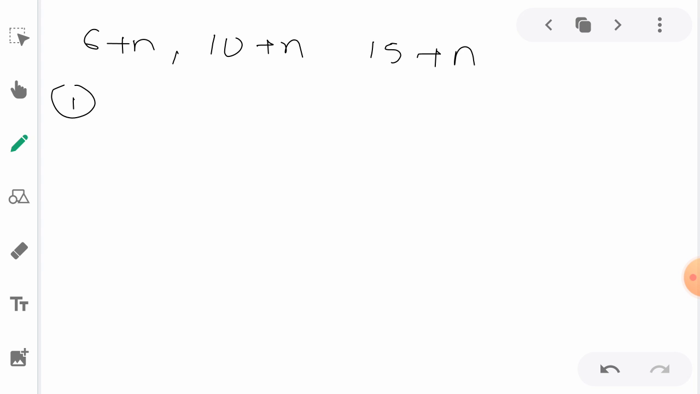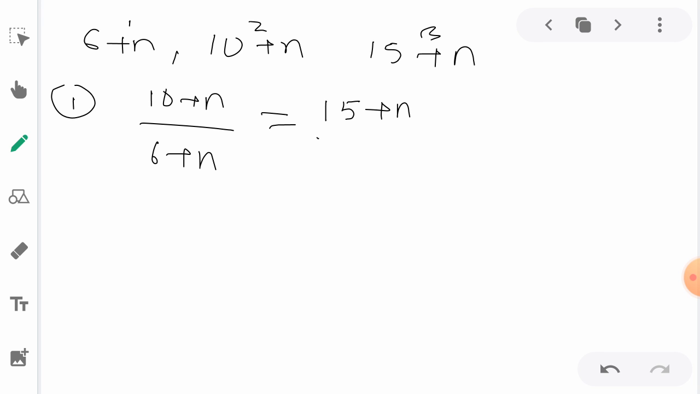To find the value of n in this case, we are going to use the formula for finding the common ratio of a geometric progression. Common ratio is term 2 over term 1, which is 10 plus n over 6 plus n, which should also be equal to term 3 over term 2, which is 15 plus n over 10 plus n. Then you cross multiply there.